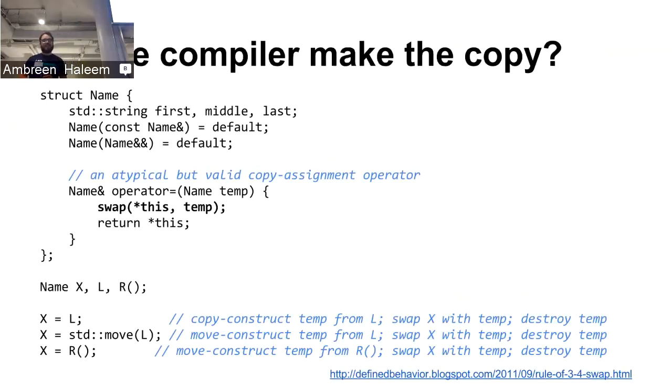It looks like this might involve more constructions and destructions than doing it with references. But in fact, at least in that third case there, where I'm copy assigning from an R value, since I'm moving the result of calling R directly into temp, we can actually do move elision there. And so I don't actually have any temps involved at all.